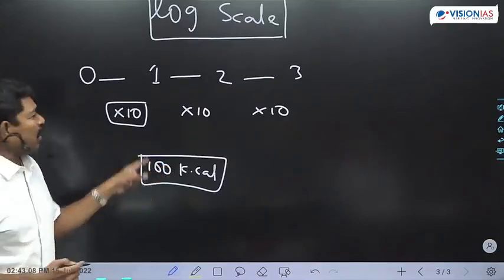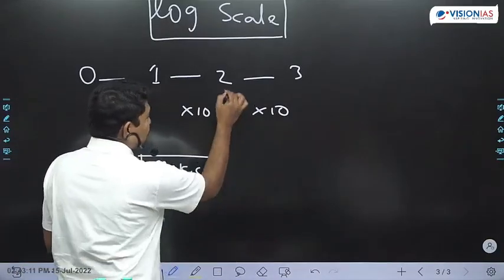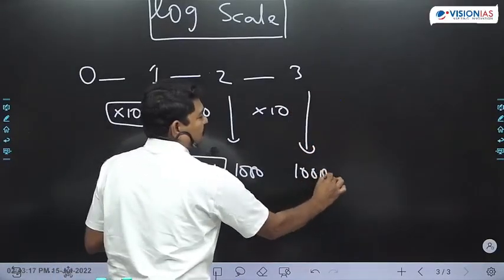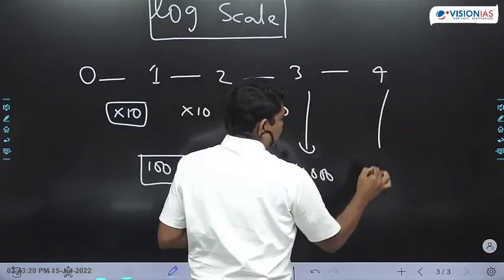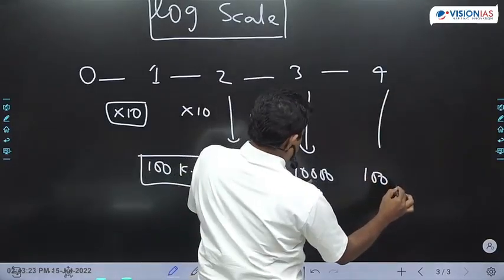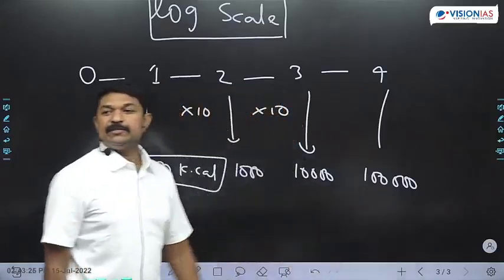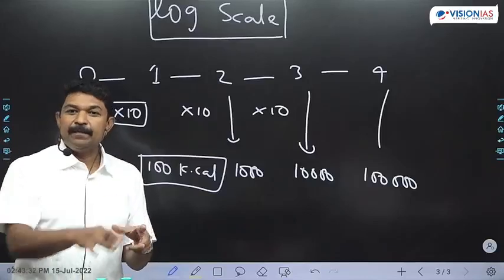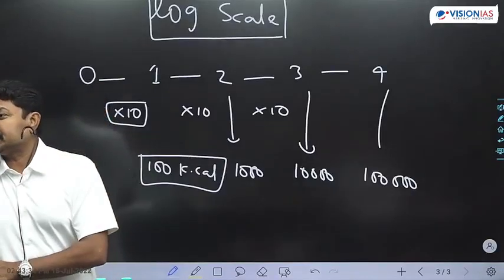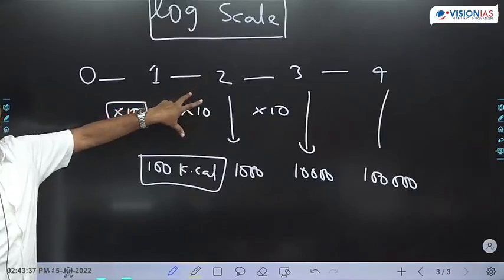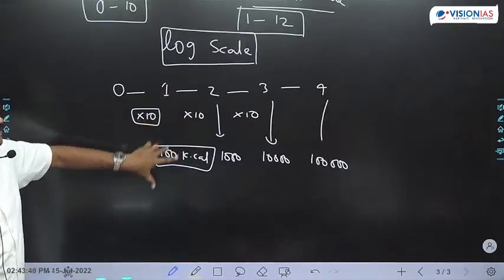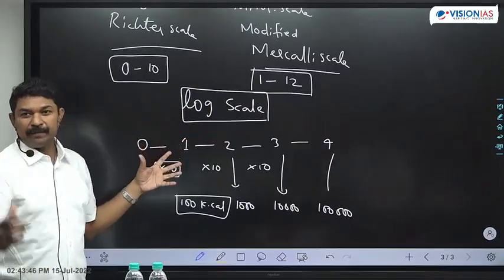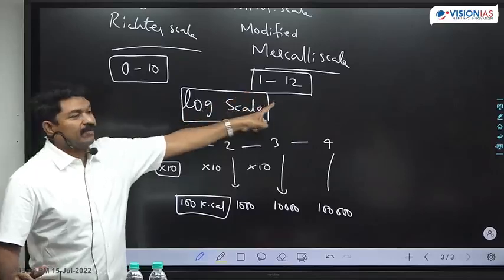If the magnitude is 2, what happens? 100 into 10, meaning 1000. 3 means what? 4 means what? 1 lakh units of energy. Every one whole number change means 10 times more energy is being released. That is what is called the log scale. Is it clear? Log scales are where the energy is multiplied 10 times for every whole number. One has readings from 0 to 10, the other from 1 to 12.